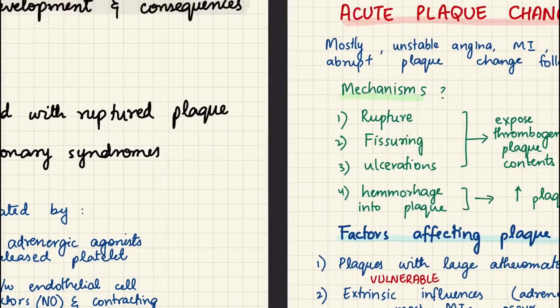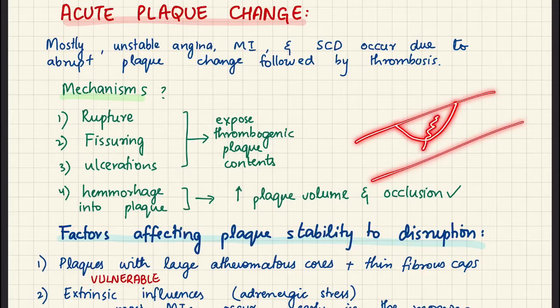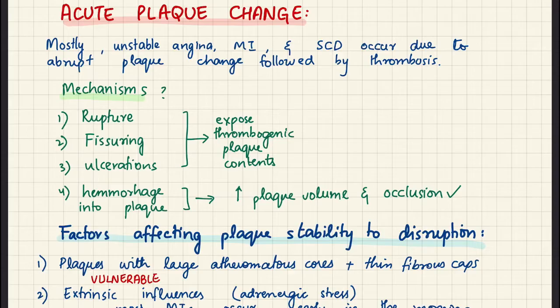Okay? Now, what is acute plaque change? Mostly, unstable angina, MI, and sudden cardiac death occur due to abrupt plaque change followed by thrombosis. Now, there are many mechanisms by which this can occur. The plaque can rupture, it can fissure, it can ulcerate, and all of these three processes are going to expose thrombogenic plaque contents. So, if this is the plaque, it undergoes fissuring or a rupture or ulceration. What will happen is that all of these cases will expose a thrombogenic surface, and thrombosis will occur immediately and acutely and block this whole vessel. That is called acute plaque change.